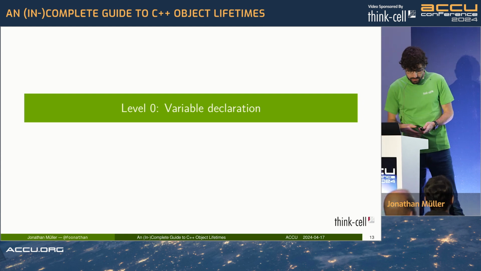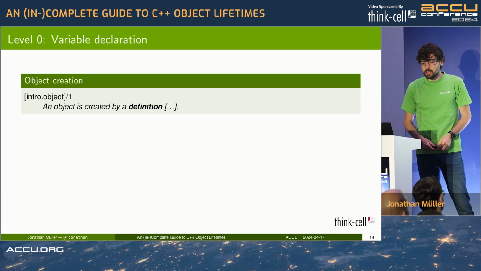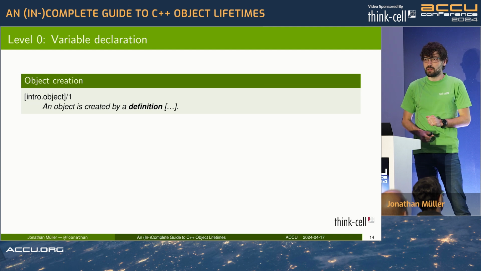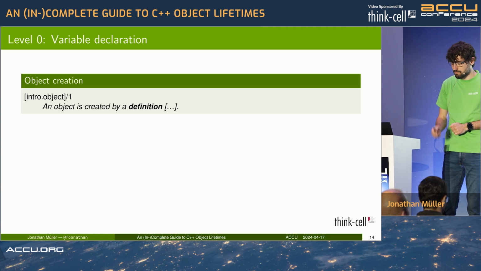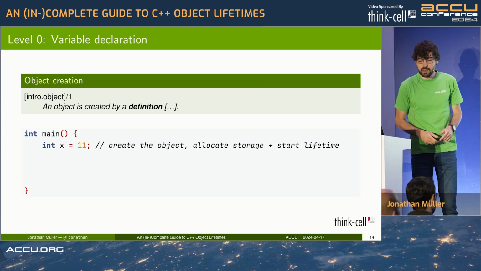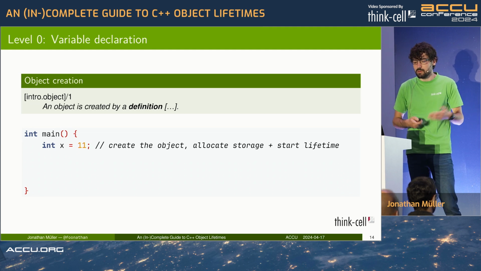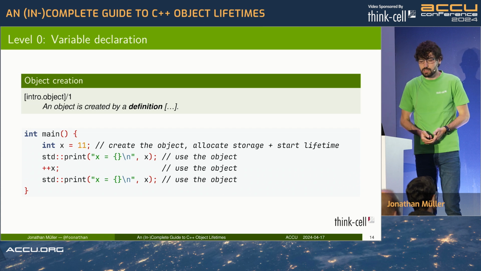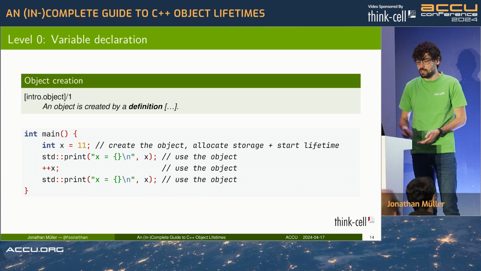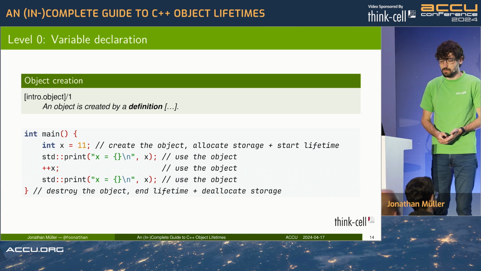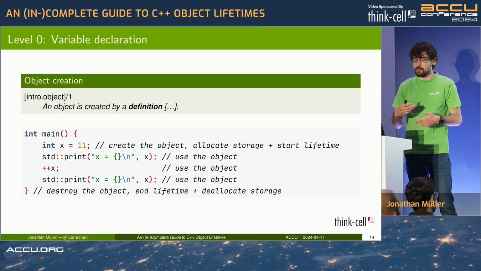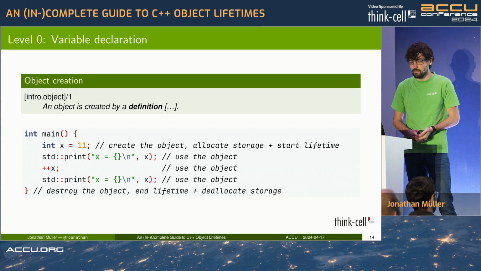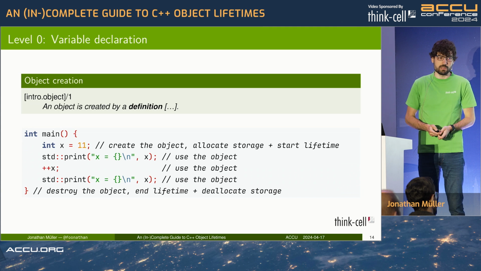So, level 0, variable declarations. We're going to see intro.object/paragraph1 a lot, which is a sentence that describes when objects are created, and one of those places is using a definition. So for example, in this code, we have an int variable definition, which creates an object, also allocates storage for it, and starts its lifetime. We can then use the object, read it, modify it, read it again, and then in the end, it's destroyed. And to understand the details about when exactly we allocate the storage for that object and when we start the lifetime, we have to look at the storage duration of the definition.